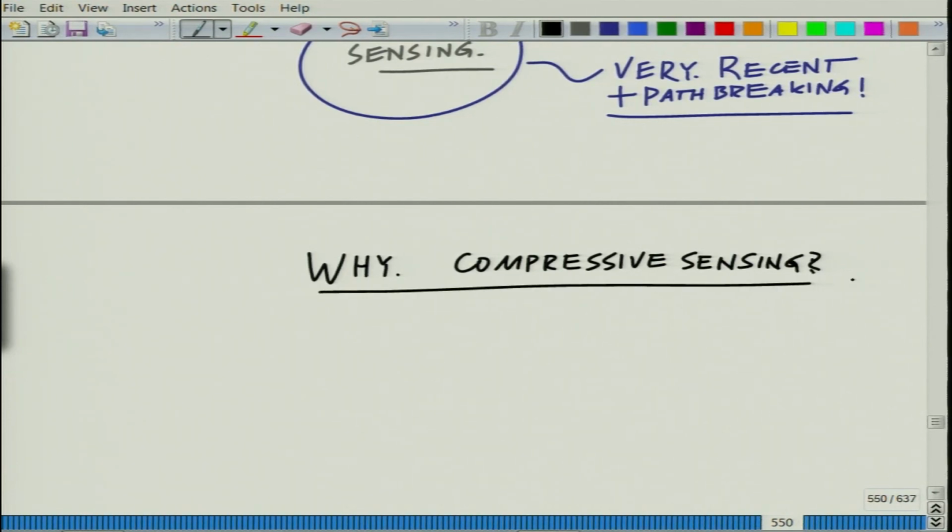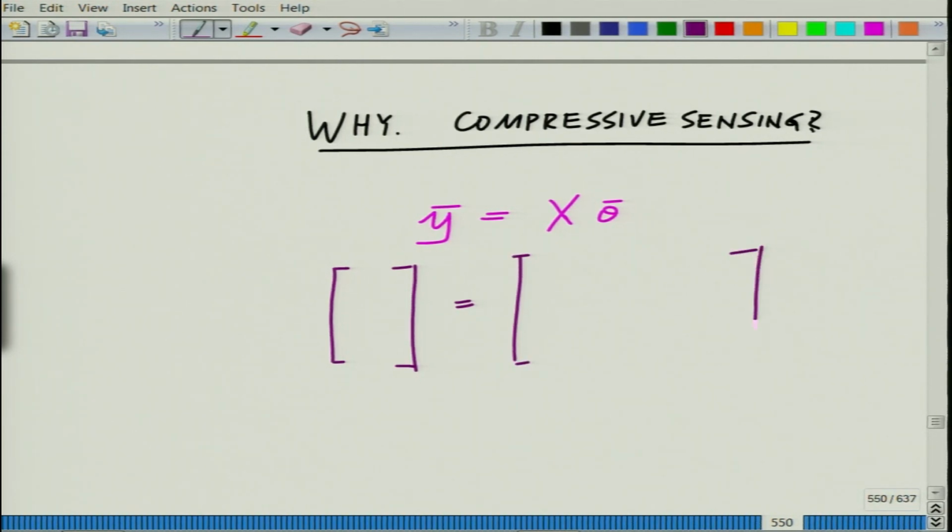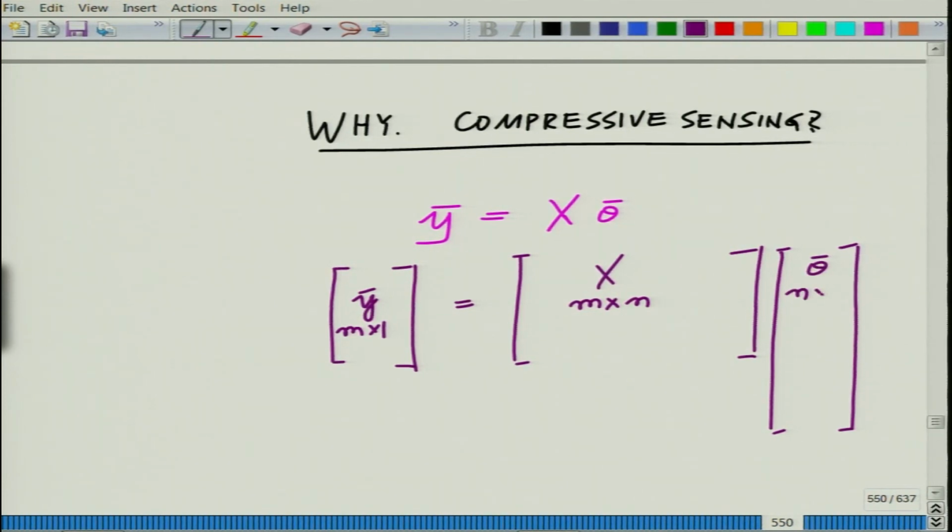Now, why is this termed as compressive sensing? If you go back to this, you have the problem y bar equal to x theta bar. This typically looks as follows. The vector y bar looks like this, with x looking like a wide matrix like this, and your theta bar looking typically like this, not what we had drawn earlier, but rather like this. So, this is your y bar, which is m cross 1, this is x, which is m cross n, and theta bar, which is n cross 1.